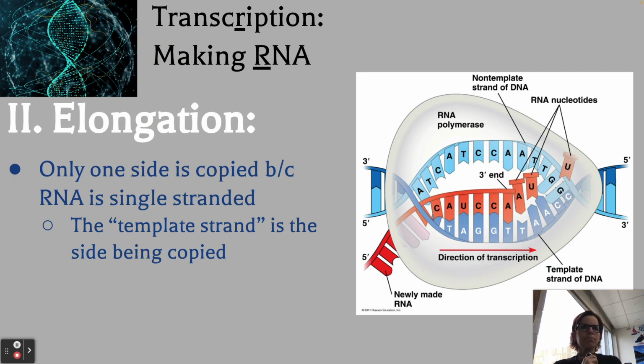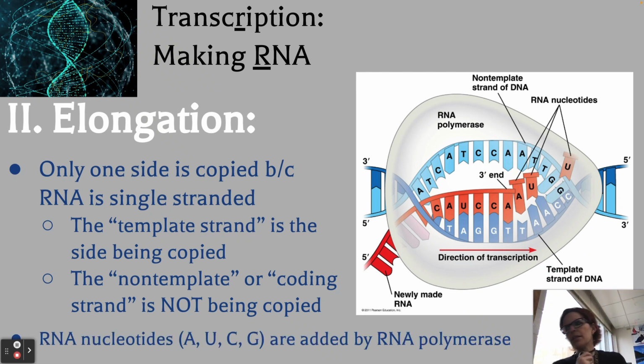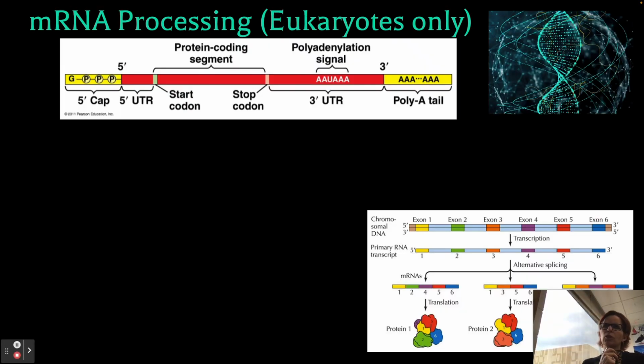That's called the template strand. The other side is called the non-template, which I think is a nice, easy name, or a coding strand. So it's not being copied. The RNA nucleotides, remember, are A, U, C, and G, and the RNA polymerase just adds them one at a time until we form this long strand of RNA.